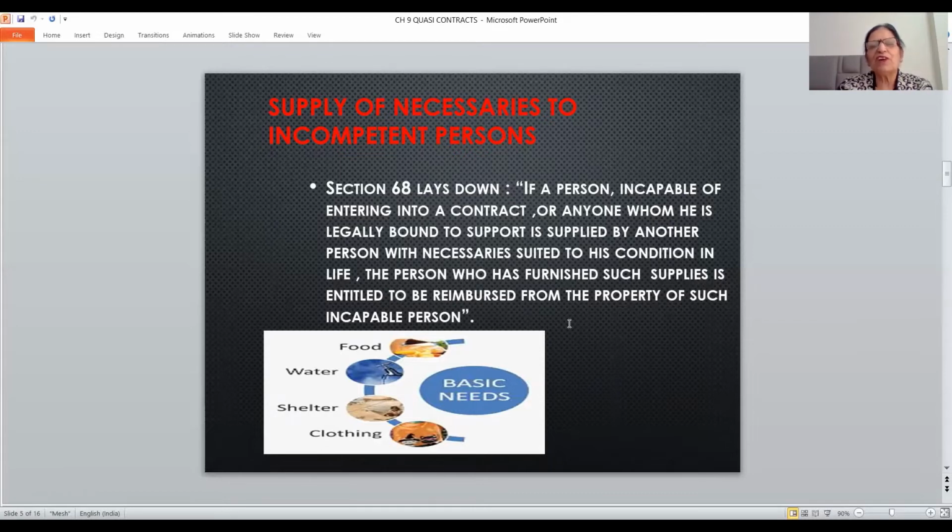So friends, already you have studied it. Necessities is not confined to roti, kapda and makan. Whatever suits the condition of such person. Okay, so the money will be reimbursed from the property of such incapable person. An incapable person could be a minor, a person of unsound mind, or disqualified persons. Few examples of necessities have been given here: basic needs, water, shelter, and clothing.